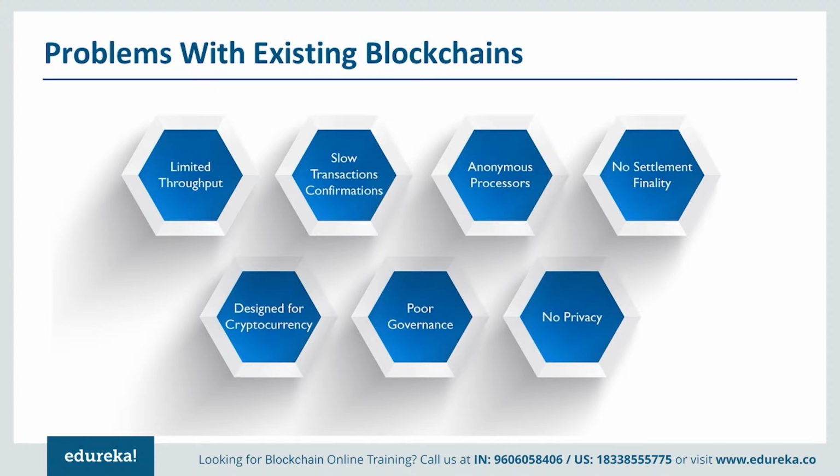No settlement finality, which is kind of incorrect because the public networks are also finalizing the transaction and putting it there, but the transaction finality takes a lot of time and a lot of iterations, which is not the case in Hyperledger Fabric. Then designed for cryptocurrency, so conventional blockchains are designed for cryptocurrency, while in a permissioned business network, you need not have the requirement for having a token or a cryptocurrency.